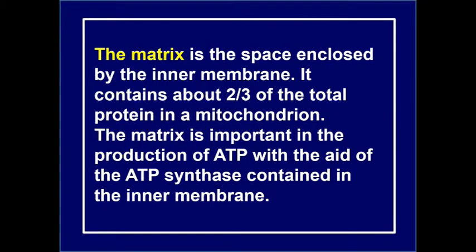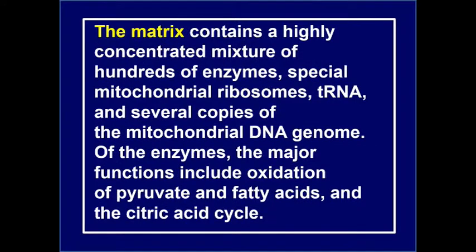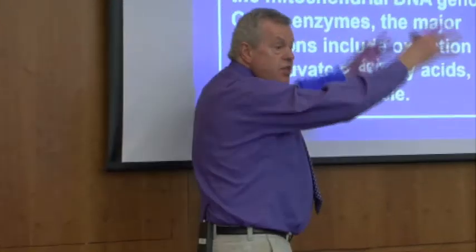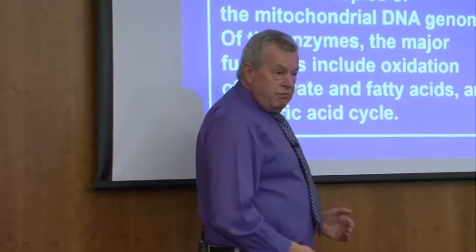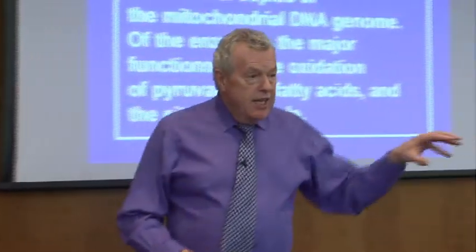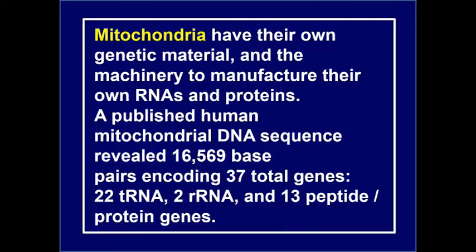Now the matrix is the space enclosed inside the mitochondria that we said. It contains a highly concentrated mixture of hundreds of enzymes, special mitochondrial ribosomes, transfer RNA, and several copies of the mitochondrial DNA genome. Of the enzymes, the major functions include oxidation of pyruvate and fatty acids and the citric acid cycle. So inside this matrix is a self-contained unit to generate the energy that we want. Okay? And it's all encoded in the DNA in the mitochondria itself. So they have their own genetic material. As I said, they encode for 37 total genes, which is interesting.